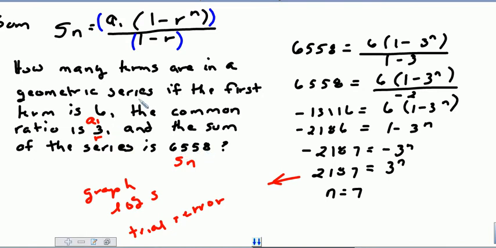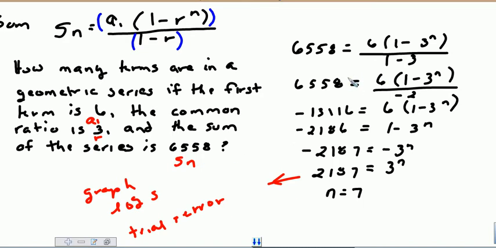So what we're saying is we're starting off with 6. The next term would be 3 times 6. That's 18. But we're looking for the sum. So we'd be adding 6 and 18. That would be 24. Then you'd multiply 3 times 18 and add that to the sum. And then 3 times that and add that to the sum. So how many times do I have to do that to get to 6558?